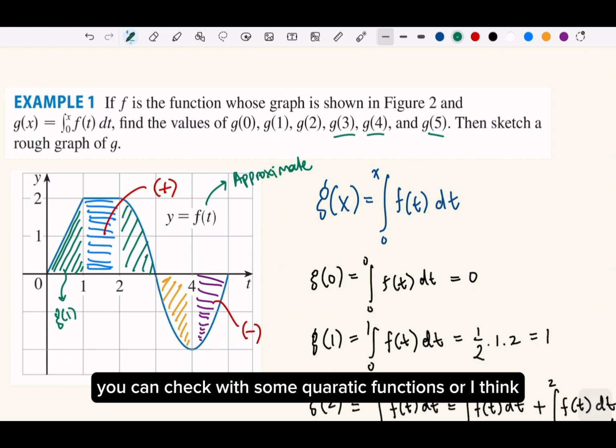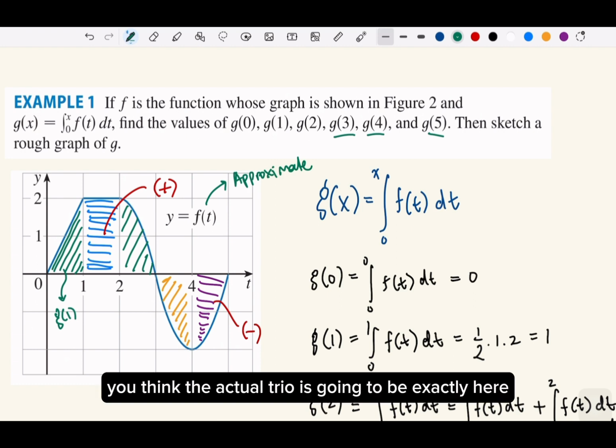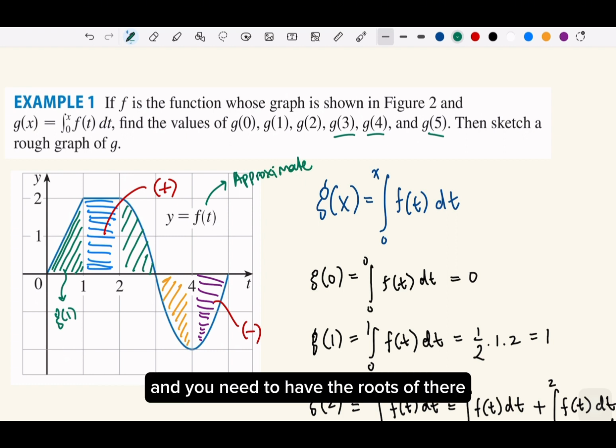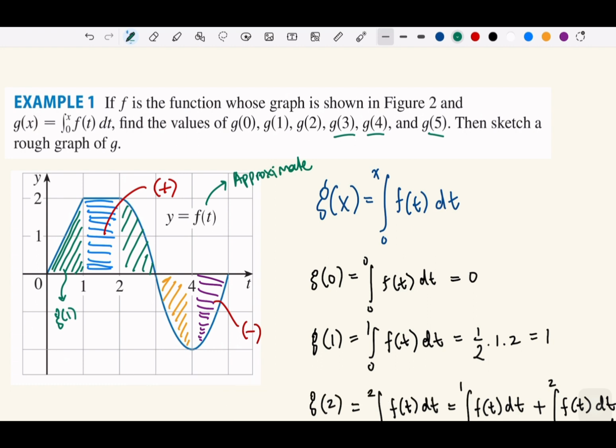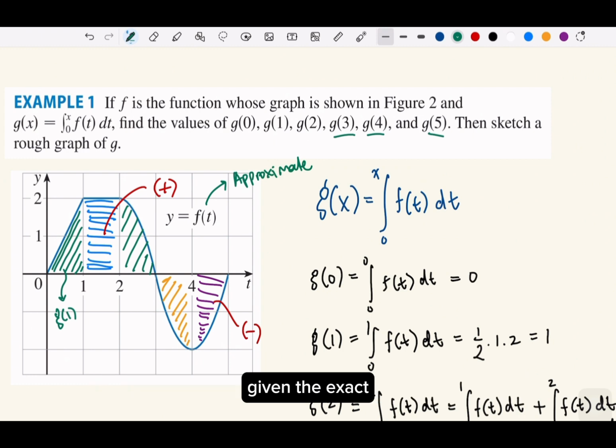quadratic functions, or any polynomial functions that can be approximated using x equal 3, that is going to be exactly here at 0, so this will be (3, 0). So you need to have the roots of there, and then the roots here, and maybe you can approximate this, and then this will be the same as half of this, right? Or this is half of this one. But because this is not a full complete question, I won't give it in the exam.